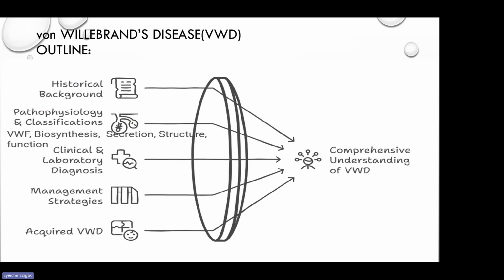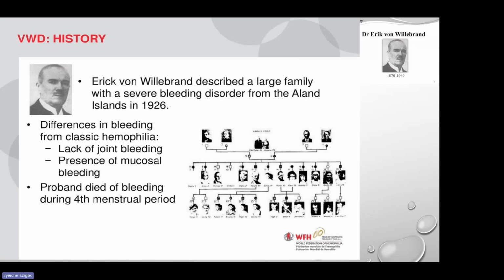We are going to look at the outline of our study. We are going to look at the historical background of von Willebrand disease, the pathophysiology and the classifications, biosynthesis, function, clinical and laboratory diagnosis, management strategies, and acquired von Willebrand disease. So we'll be talking about some aspects of von Willebrand disease.